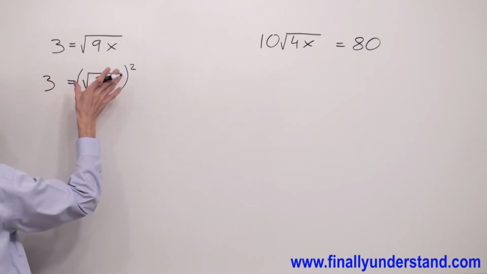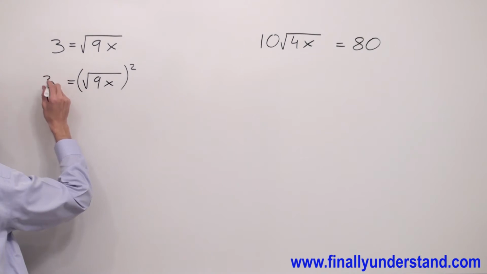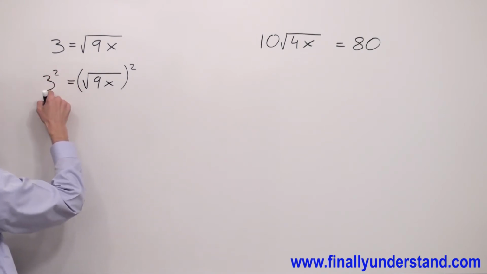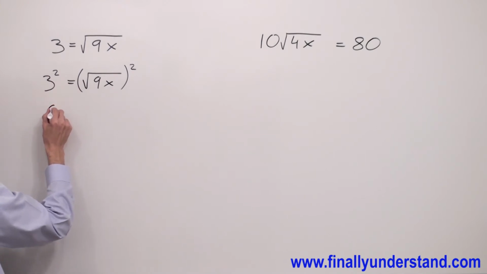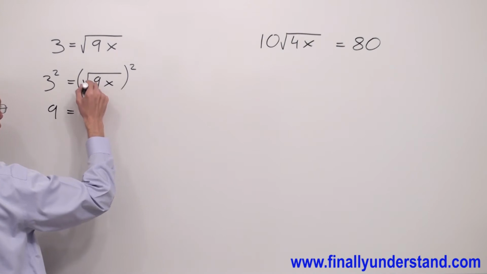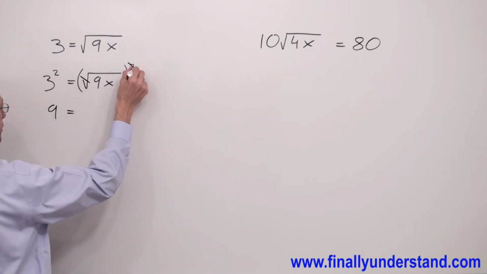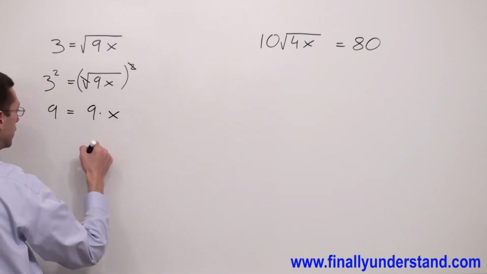Whatever I did on the right side of my equation, I have to do also on the left side. That's why I'm going to raise 3 to the second power. 3 to the second power is equal to 9. Equals, this exponent is going to eliminate my radical. And I have 9 times x.